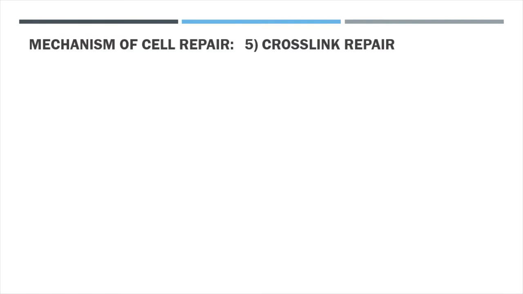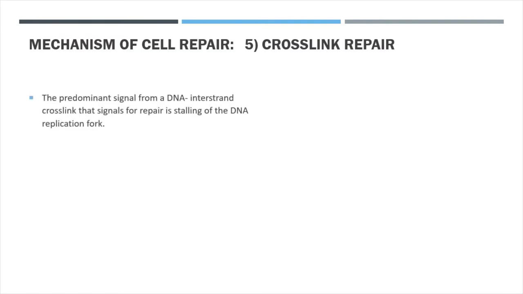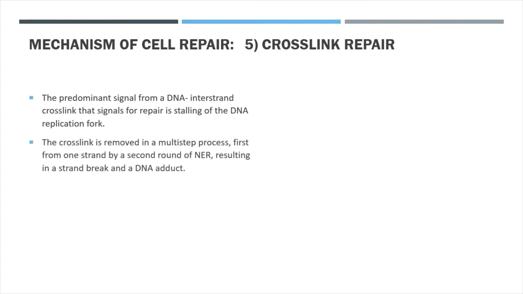So the fifth one is the cross-link repair. This cross-link repair is predominantly signaled for a DNA interstrand cross-link. That signal for repair is stalling of the DNA replication fork. The cross-link is removed in a multi-step process. The first one, from one strand by the second round of NER. This will result in a strand break and a DNA adduct.